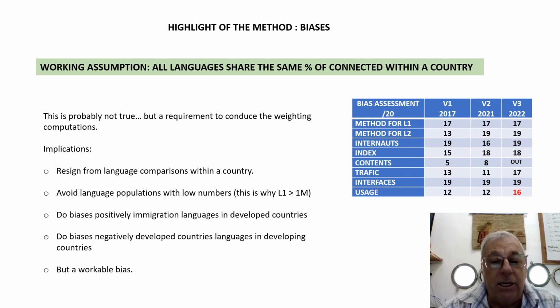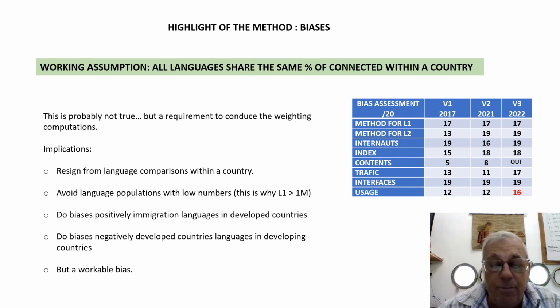The bias is that it gives immigration language figures more importance in developed countries than the reality, and reciprocally, European languages are probably biased negatively in developing countries. But it is not a strong bias. Anyway, we have been addressing the biases by category: internals, index, content, traffic, interface, and usage. You can see the evolution from V1 to V3, and why now we feel comfortable with V3, where we have managed almost all the bias.